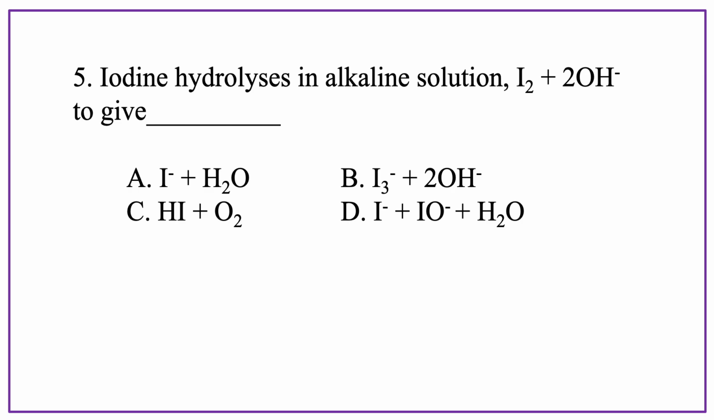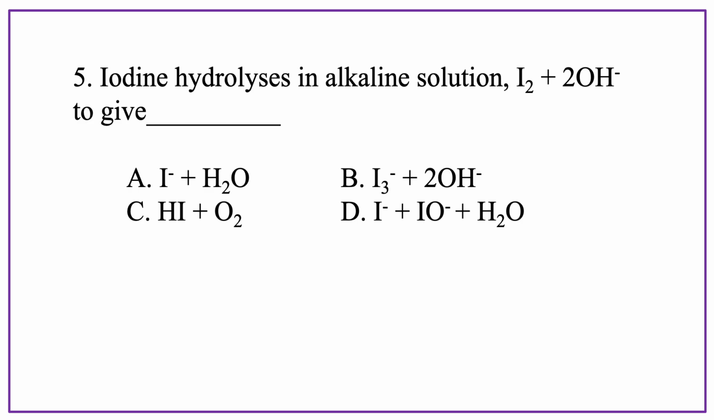Next question. Iodine hydrolysis in alkaline solution gives: I minus plus H2O, I3 minus triiodide ion plus 2OH minus, HI plus O2, or I minus plus IO minus plus H2O. Now for accurate results, whenever the iodimetry or iodometry titration is done, the solution should be acidic, that is, the pH has to be between 4 and 5.5.